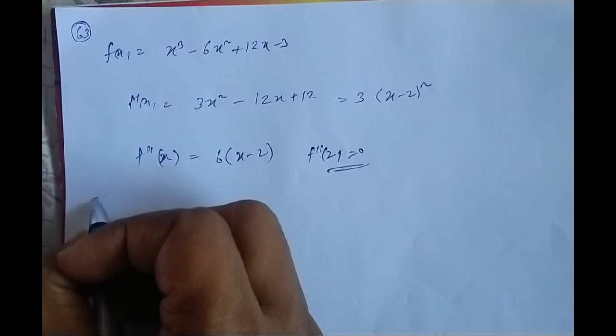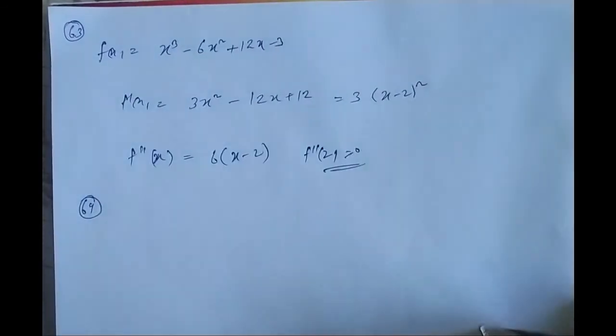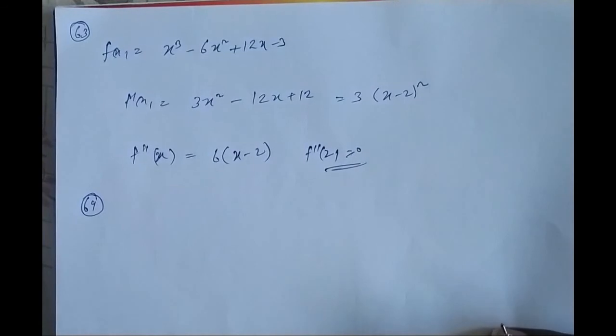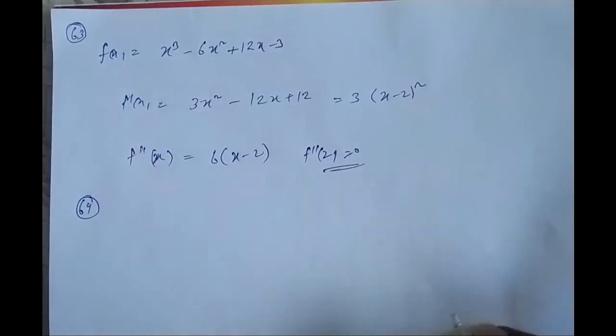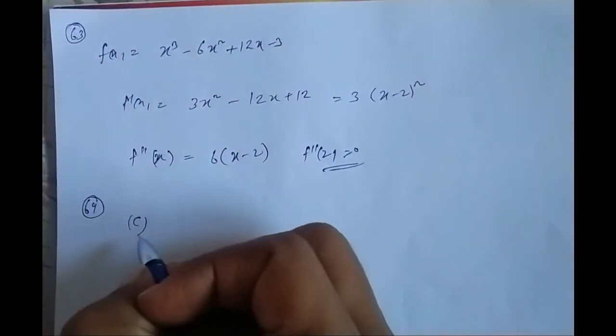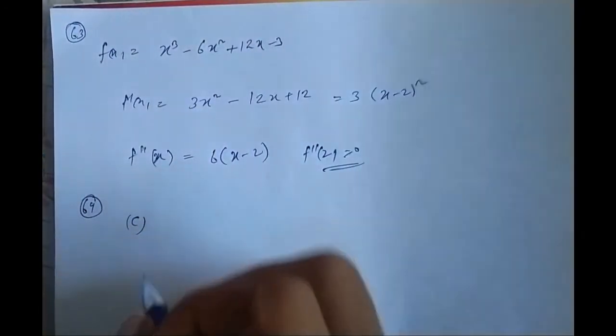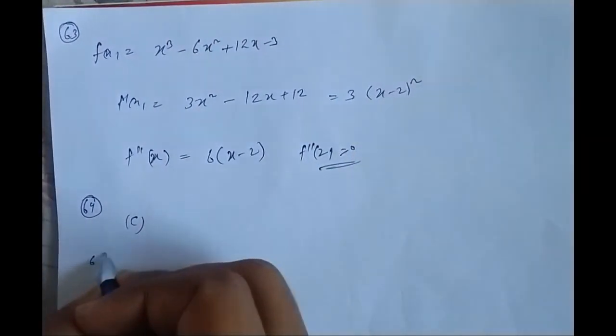Moving to next question, question number 64. If f(x) satisfies Lagrange's mean value theorem on a and b, and c, then there exists c such that the tangent at x equal to c to the curve is parallel to the chord joining. Oh, this is by definition, so we have option C, Lagrange's mean value theorem.